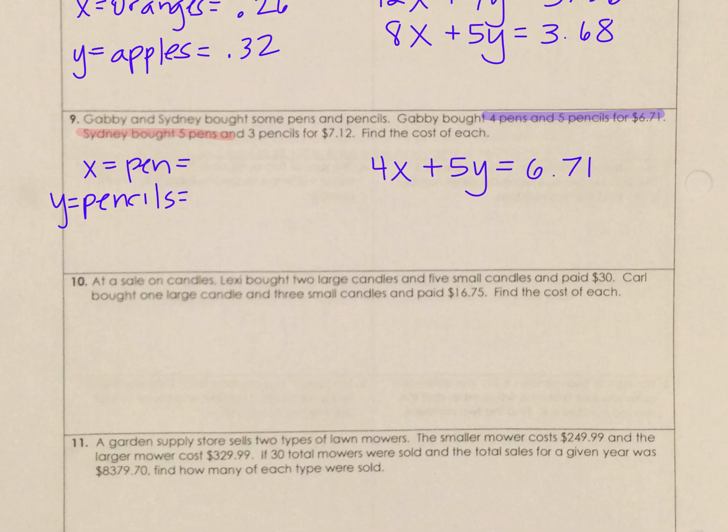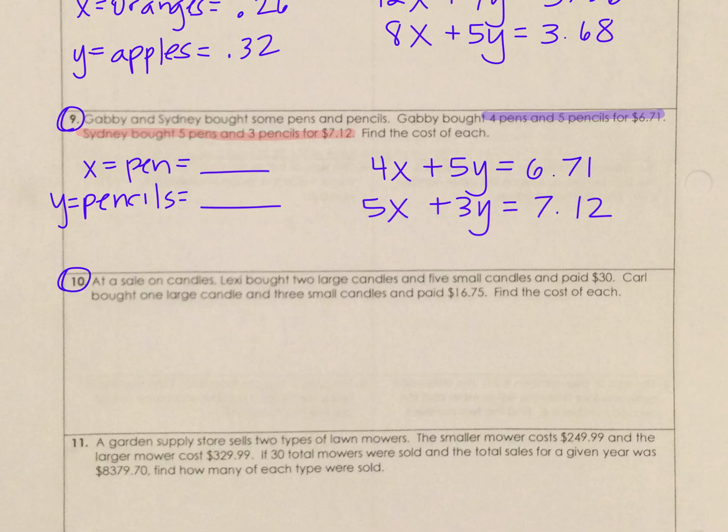Sydney bought 5 pens and 3 pencils for $7.12. So Sydney bought 5 pens plus 3 pencils, and she paid $7.12. I typed both of those in the equations app, and I would like for you to do that. Tell me what she paid for pens and what she paid for pencils. I also think that you can do number 10 on your own.